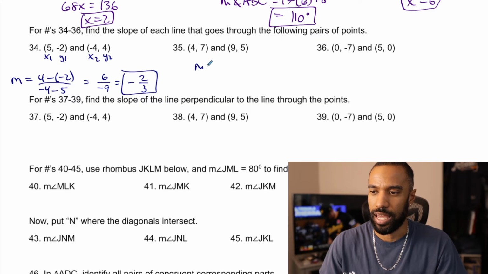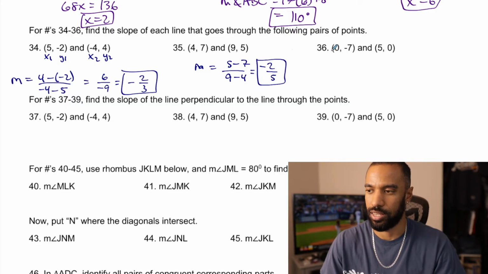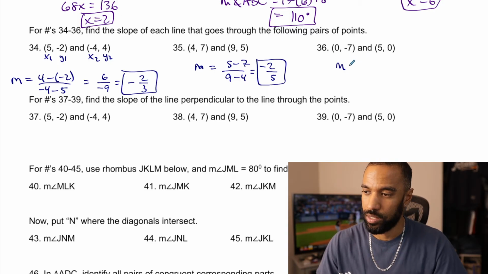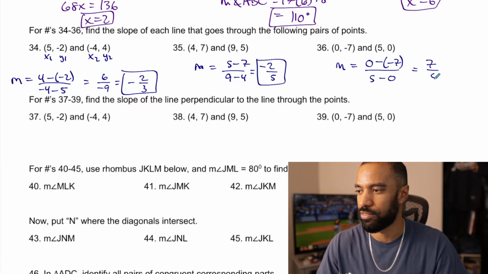All right, let's do that again. y2 minus y1 over x2 minus x1. That's negative 2/5. Just kind of done there. And this one, y2 minus y1 over x2 minus x1. It's positive 7/5.